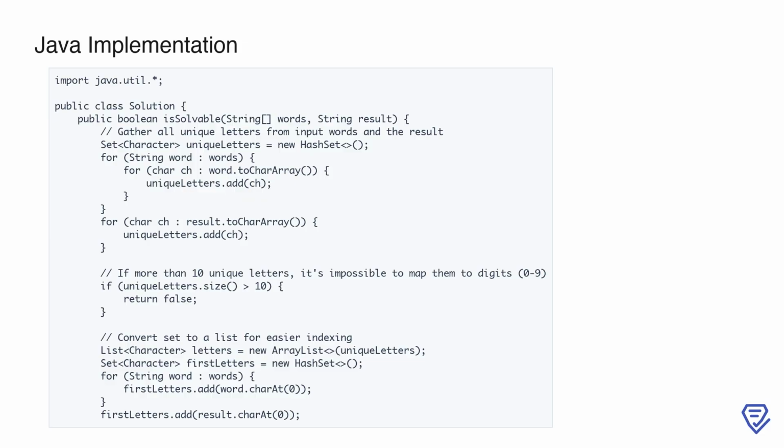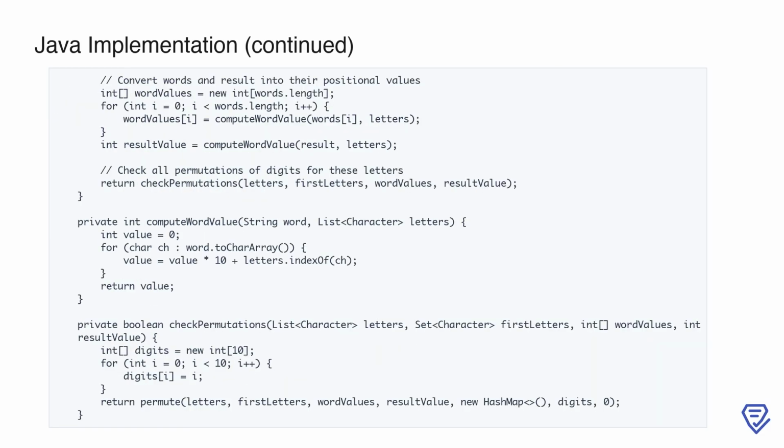Next, we check if the number of unique letters exceeds 10 since digits range from 0 to 9. If there are more than 10 letters, it's immediately impossible to solve the puzzle, and the method returns false. After confirming the letters are within the limit, we convert the hash set into a list for easier indexing. Additionally, we identify the first letter of each word, as well as the first letter of the result, because these letters cannot be mapped to the digit 0 in the final solution. This ensures that no word or result starts with an invalid leading 0.